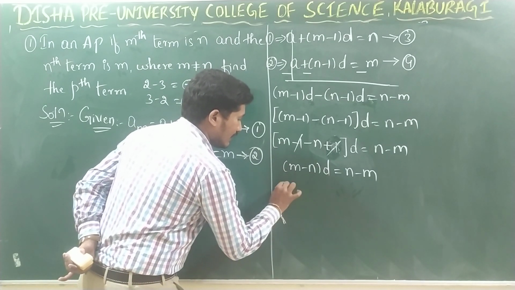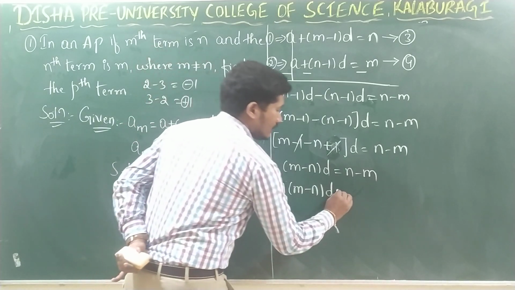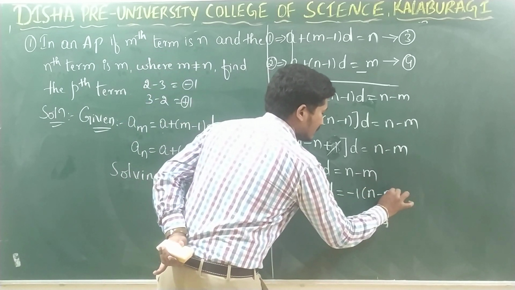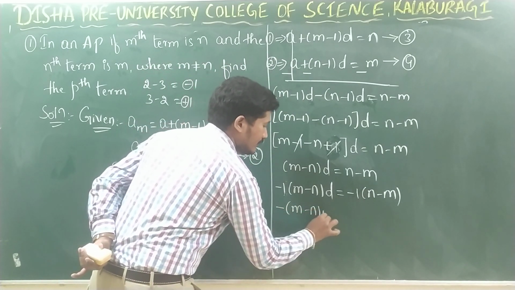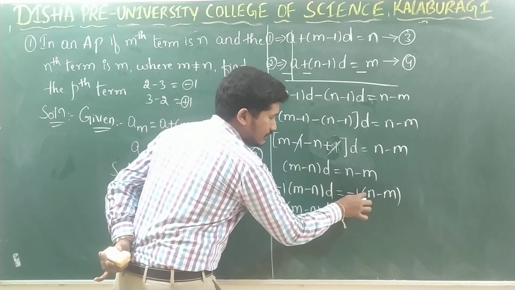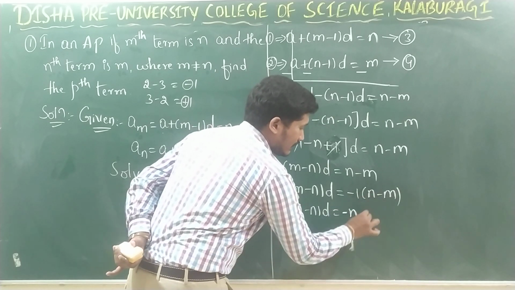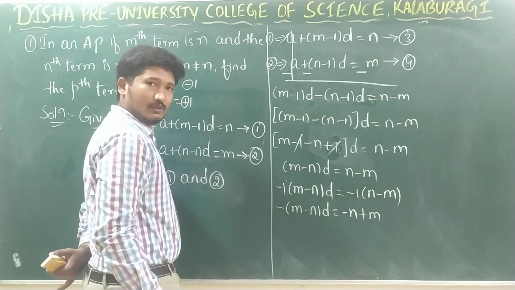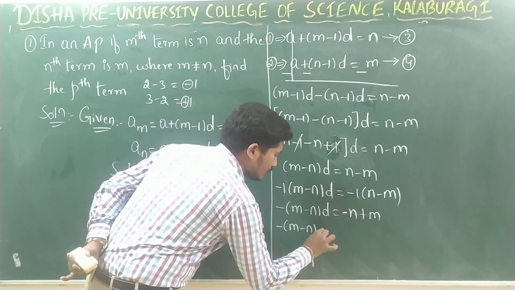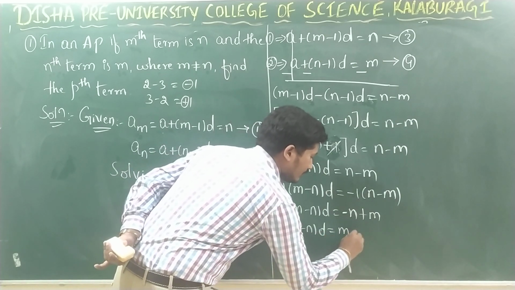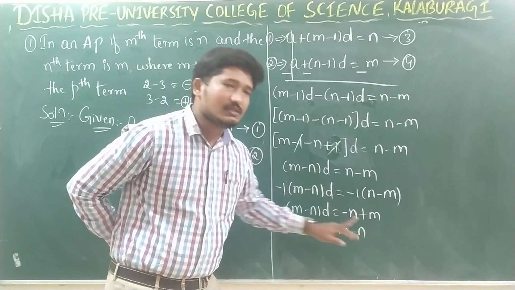I am multiplying −1 on both the sides. So −1 into (m − n) into d is equal to −1 into (n − m). Right? So this will be what? −(m − n) into d is equal to minus into minus plus is minus, 1 into n is n. Minus into minus is plus, 1 into m is m. Right? So this can be written as −(m − n) into d is equal to m − n. Am I right? Right? −n plus m can be written as m − n.